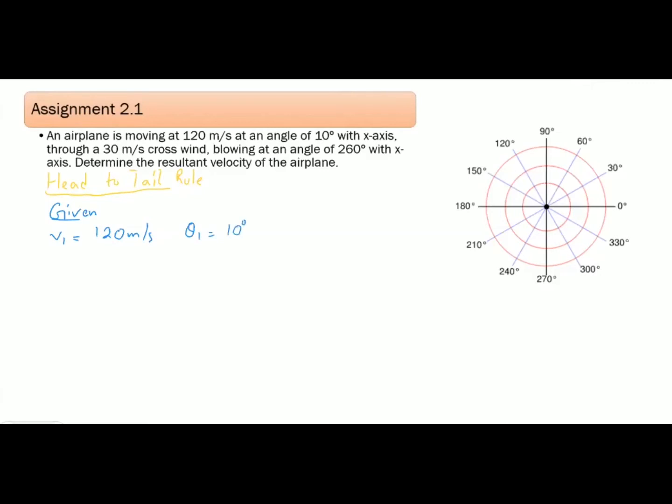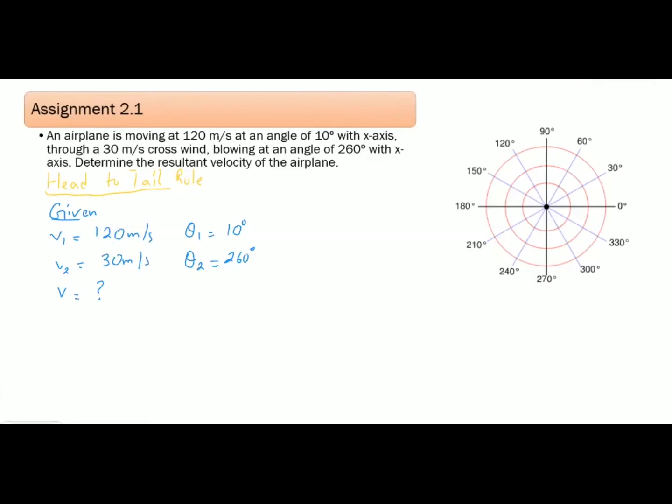And there is a crosswind which moves with the velocity of 30 meters per second, and it is making an angle of 260 degrees with the positive x-axis. So these are the terms that are given in the question, and we have to find out the resultant velocity of the airplane along with its direction.